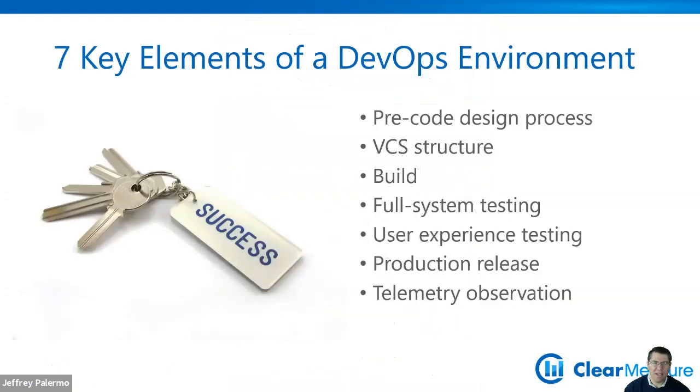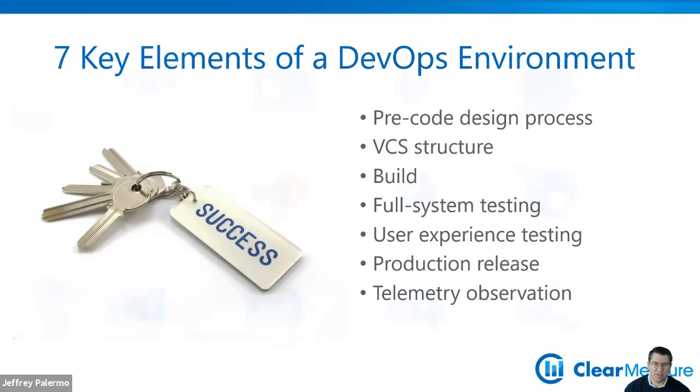Now, the 7 key elements that we need to think about from a high level: the process before we write any code, the structure of our version control system, how we execute builds, how we do full system testing, how we do manual testing or user experience testing, and then the production release, and how we watch the system, which is telemetry observation.